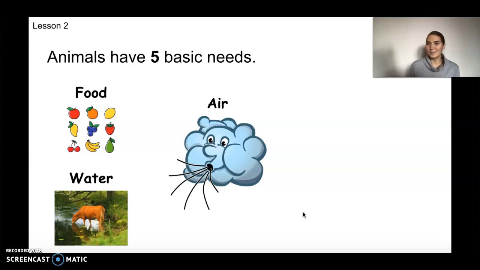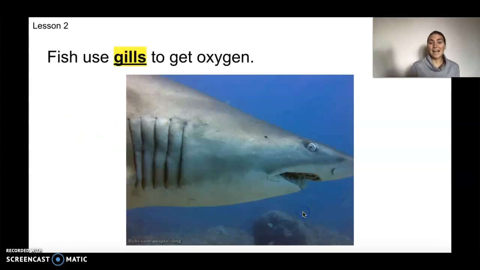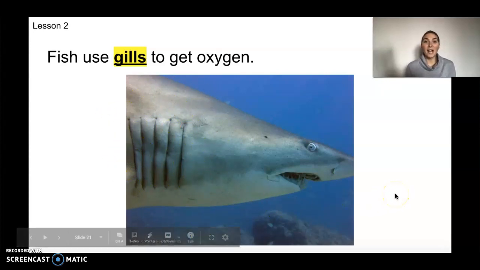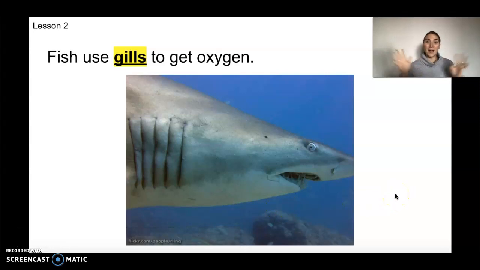But how do animals like fish get air? Animals that live in the ocean or in water, like fish, use gills to get oxygen. Gills are a body part that these animals have to get oxygen from the water around them. So this is how animals, like fish, get air or oxygen.